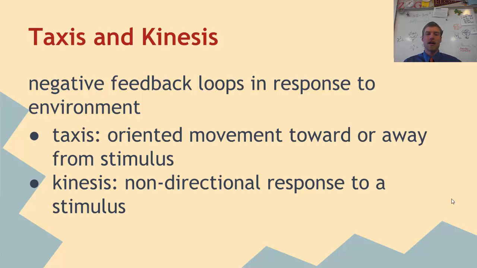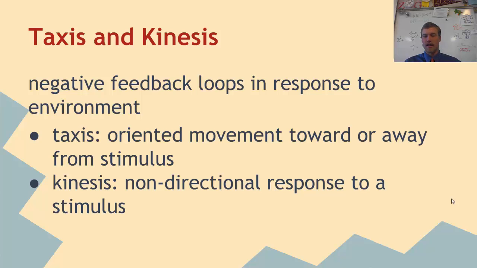Taxis and kinesis are negative feedback loops in response to various environmental conditions. These are all movements, however, they are slightly different. I'm not terribly concerned that you know the exact specific differences between the taxis and kinesis, but I think in general you should be able to understand the difference. A taxis is where you have an oriented movement towards or away from a stimulus. So this is a very directed movement with a direction.